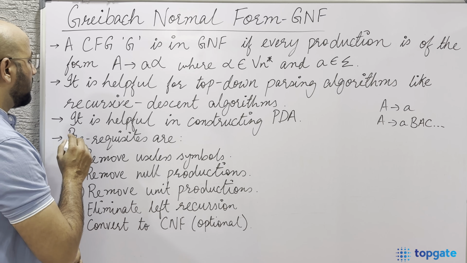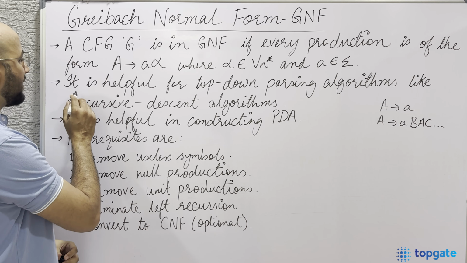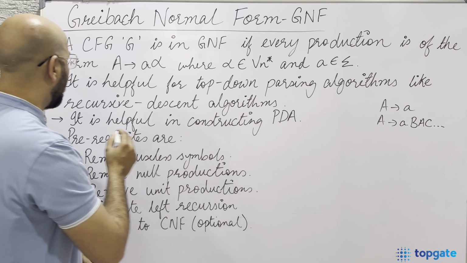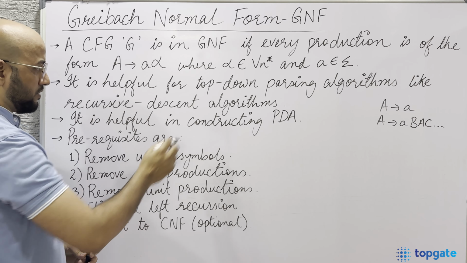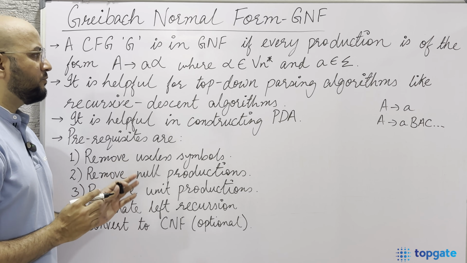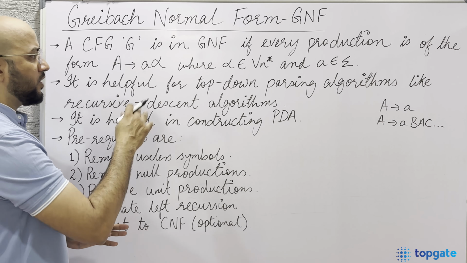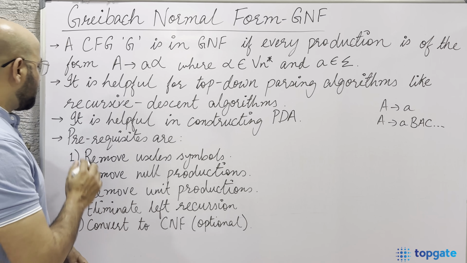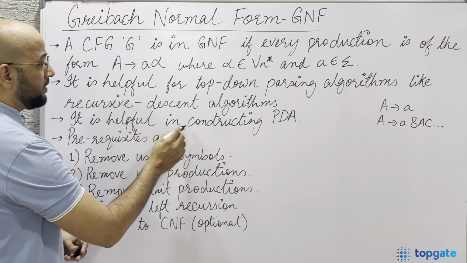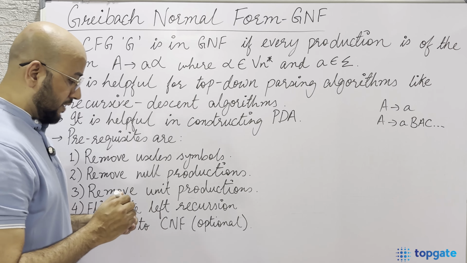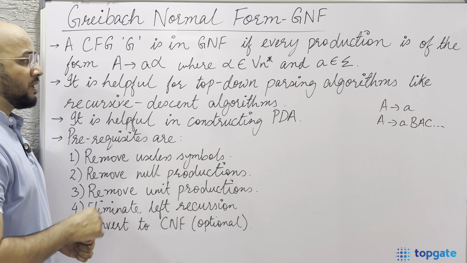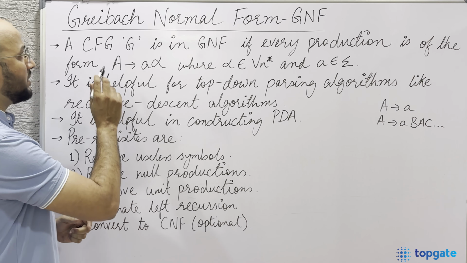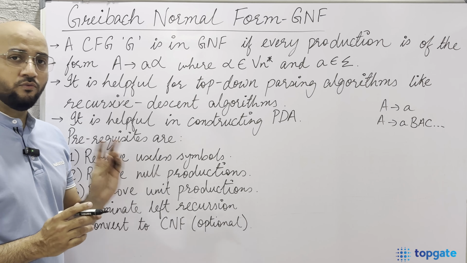Clear? Okay, next point says that this Greibach normal form is helpful for top-down parsing algorithms, like we have this recursive descent algorithms. So it is actually very helpful in all of these kind of algorithms where we are doing top-down parsing. Okay. Now the next point says that it is also helpful in constructing a PDA. Now the machine which implements this context-free grammar is a PDA, that is a push-down automata, and for a push-down automata, this Greibach normal form is actually very helpful.